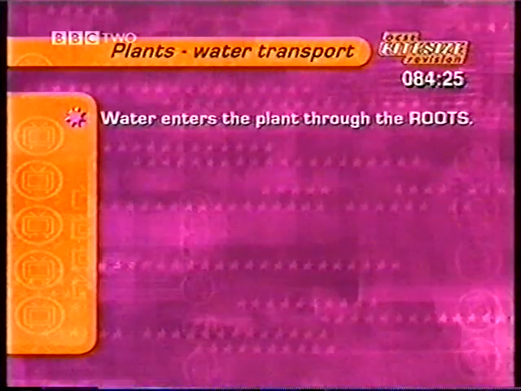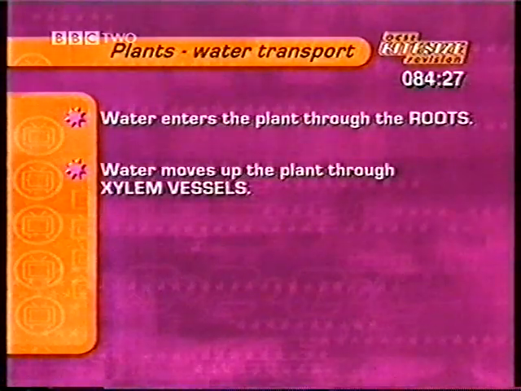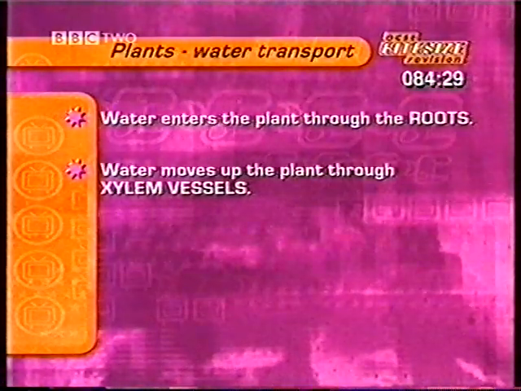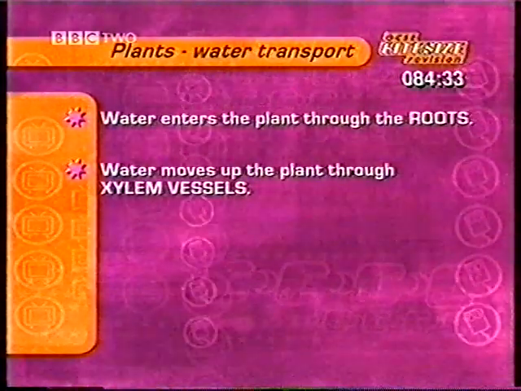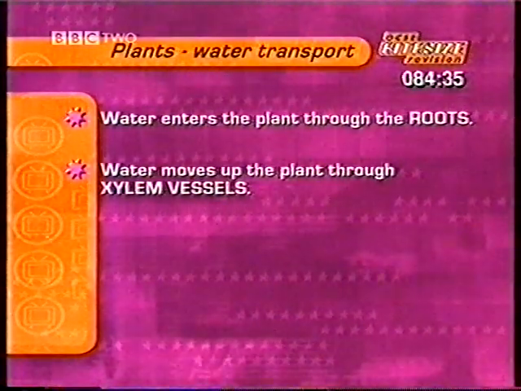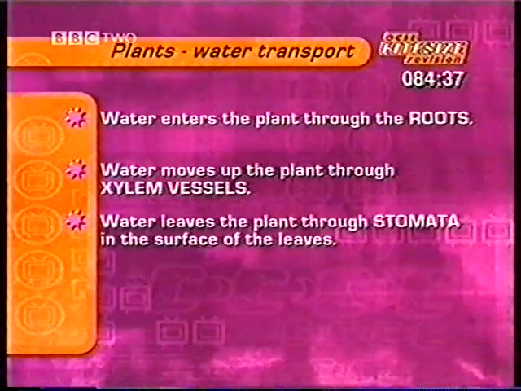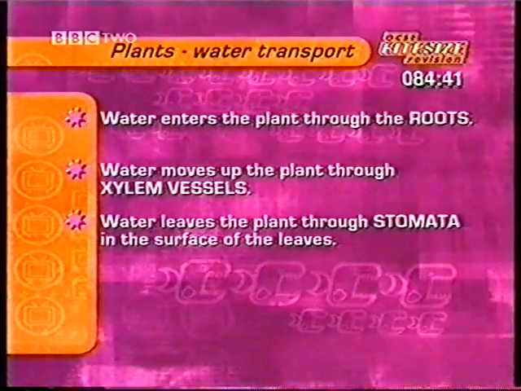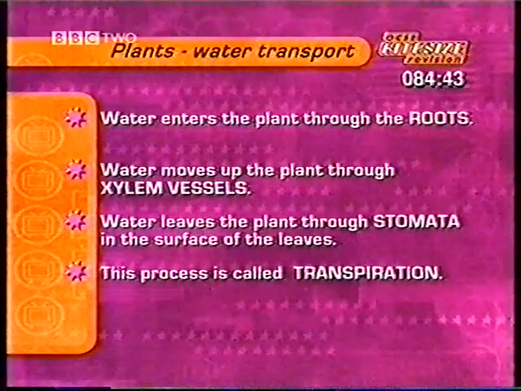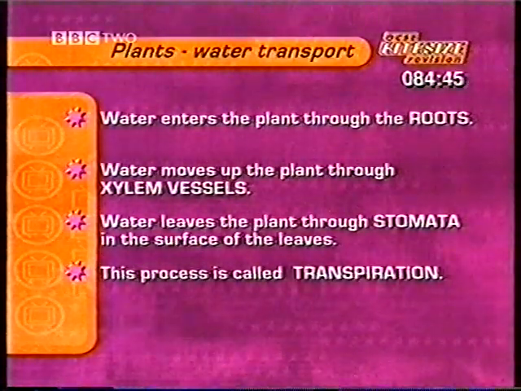So, to summarise, water passes into the plant by diffusion through the roots. It passes up and around the plant in xylem vessels, which are tubes made from dead cells. Water leaves the plant through pores on the surface of the leaves called stomata. This process of water loss through the leaves is called transpiration.